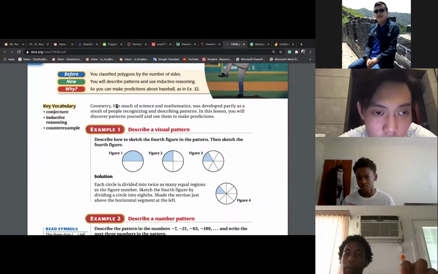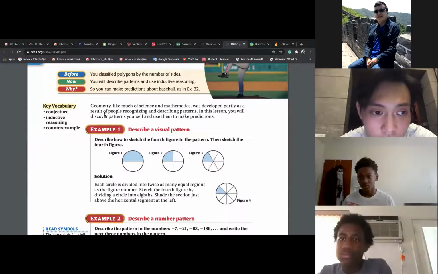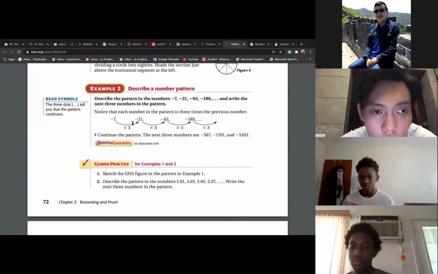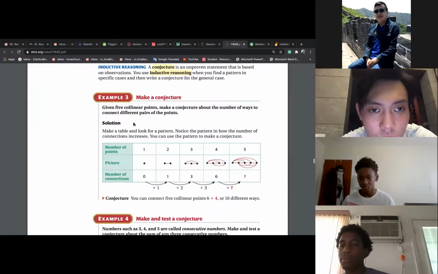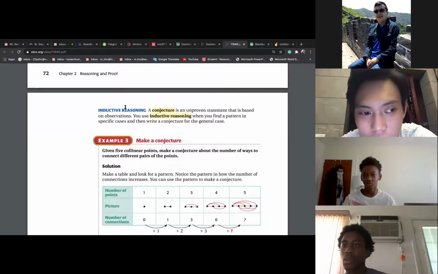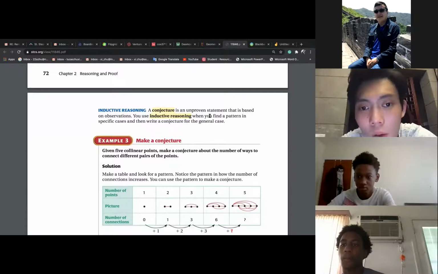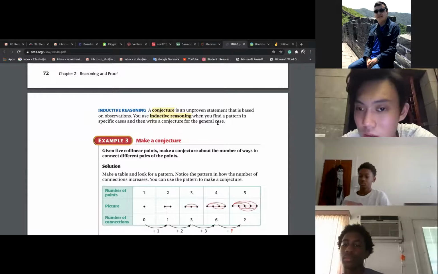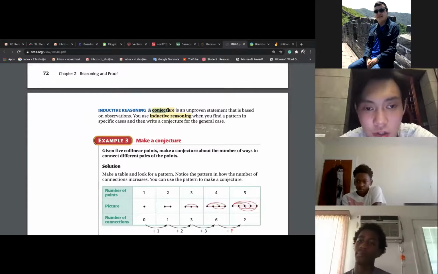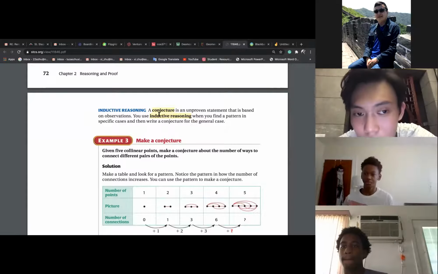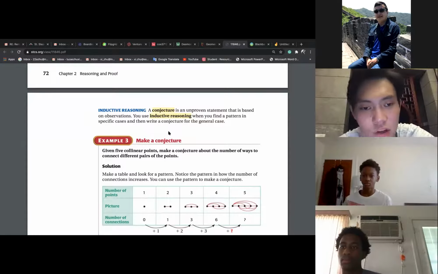See, over here, geometry, like much of science and mathematics, was developed partly as a result of people recognizing and describing patterns, right? Recognize the pattern. A conjecture is an unproven statement that is based on observations. You use inductive reasoning when you find a pattern in specific cases and then write a conjecture for the general case, right? You have to remember that part, because a conjecture is something that you observe but it is unproven yet. You use inductive reasoning to find patterns in certain cases, and then you can write down the conjecture, right?